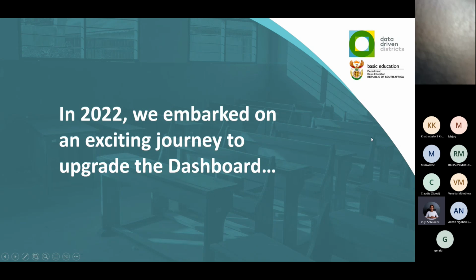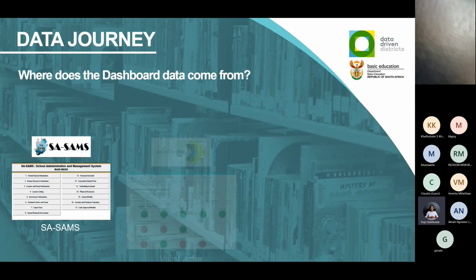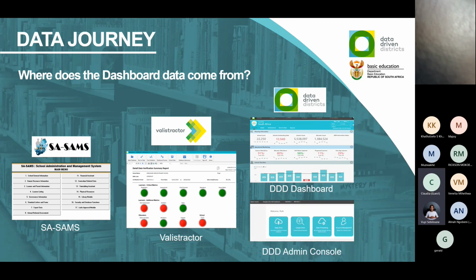Right. So basically in 2022, last year, we embarked on an exciting journey to upgrade the dashboard. And as we know, DDD was on a website, and then we had the report section where you could go and download all the reports. And now we are changing to Power BI, which is a form of advanced Excel. So basically in the tech world, what's going on right now is that these big companies are changing from Excel and going on to Power BI.